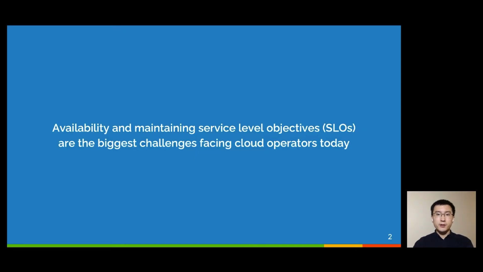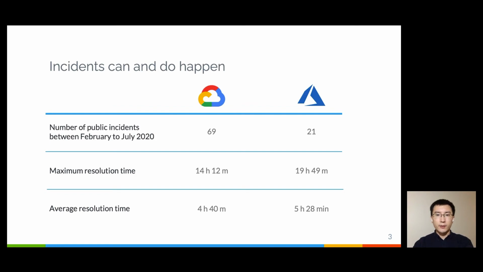Availability and maintaining service-level objectives are the biggest challenges facing cloud operators today. Operators are working hard day and night to keep the complicated system up and running. However, incidents can and do happen. Here is a table that collects the public incidents of the past 6 months in Google Cloud and Azure. We can see that Google Cloud reports 69 incidents and Azure reports 21 incidents. It takes both clouds hours to resolve these incidents. Note that these are just public incidents. There are way more incidents under the cover.